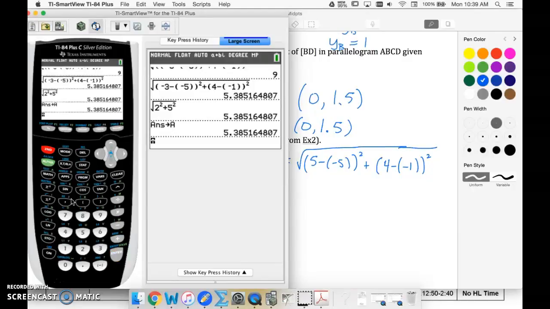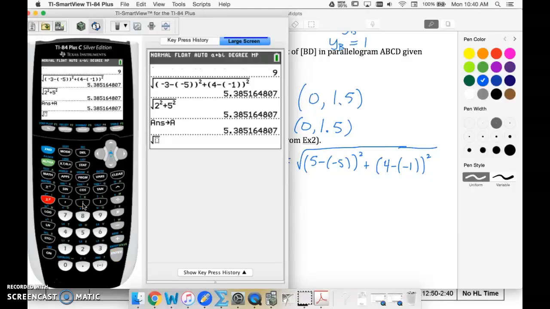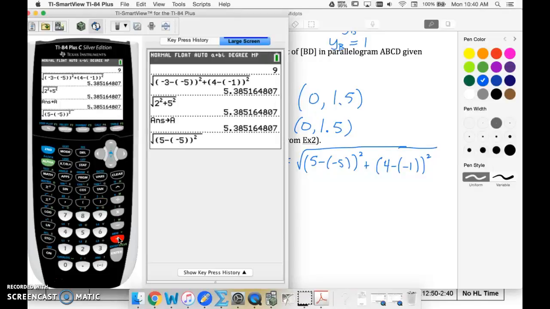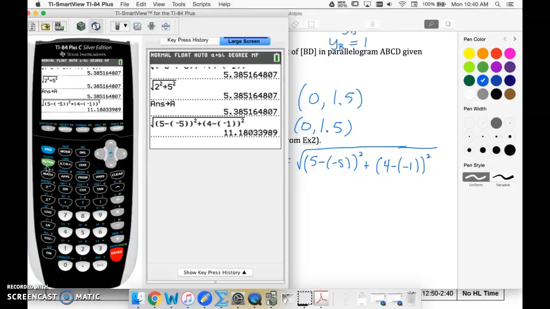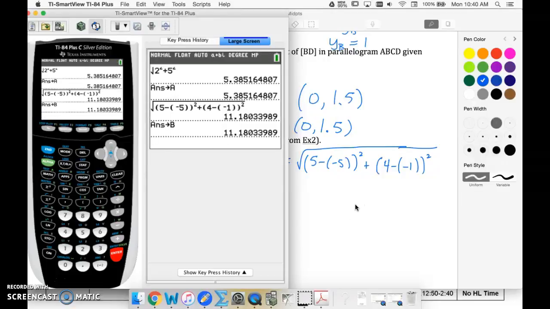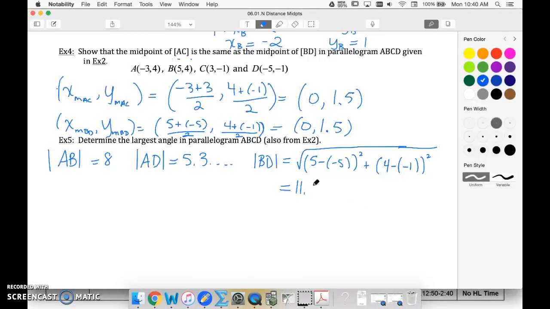So let's do that. Square root of 5 minus -5 squared plus 4 minus -1 squared. I'm going to store that as letter B. So that's about 11.1. So cosine rule, cosine of that angle A is going to be equal to, so let's make a little sketch here.